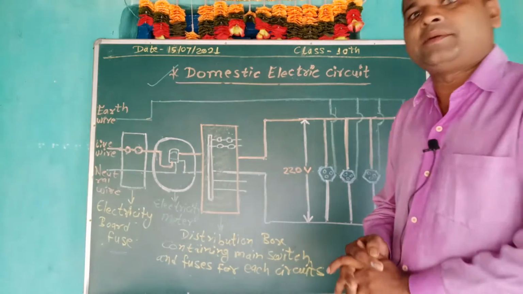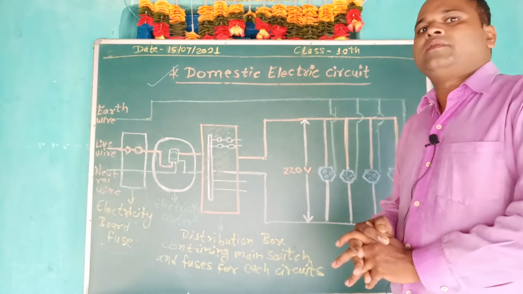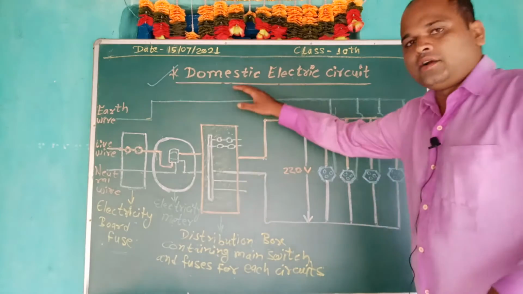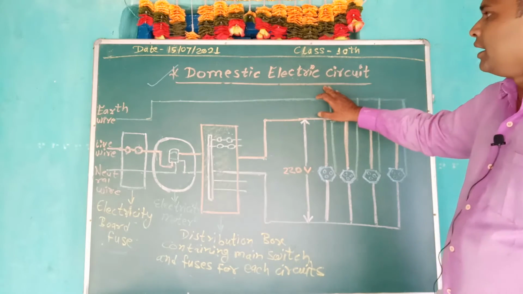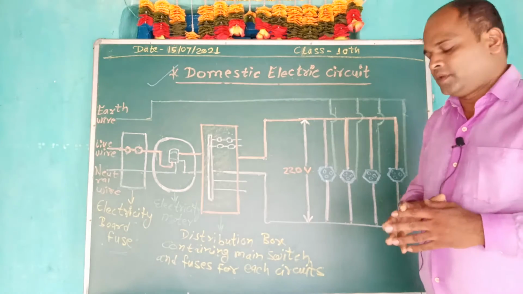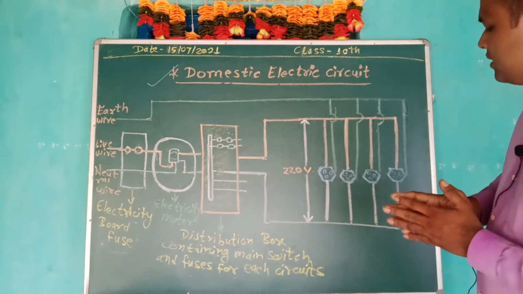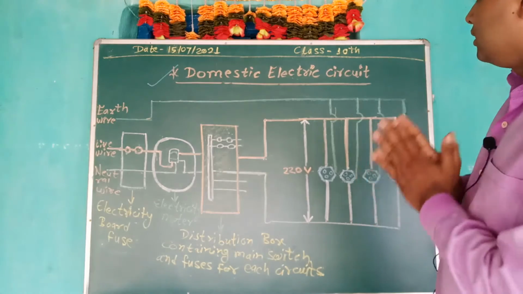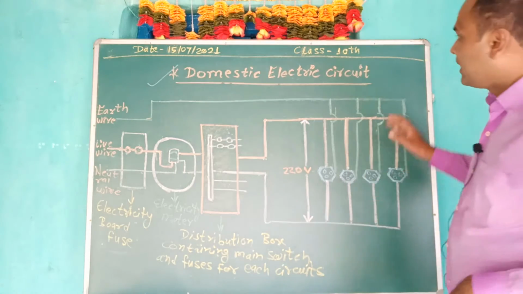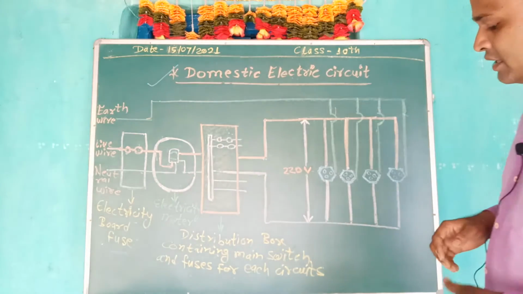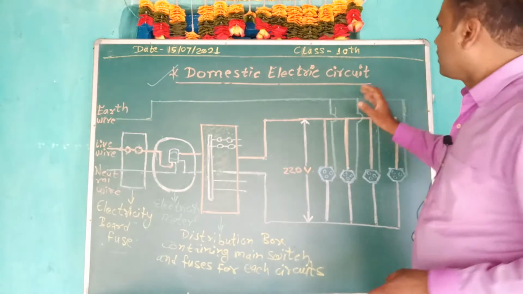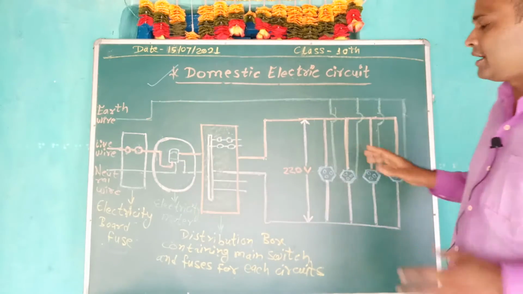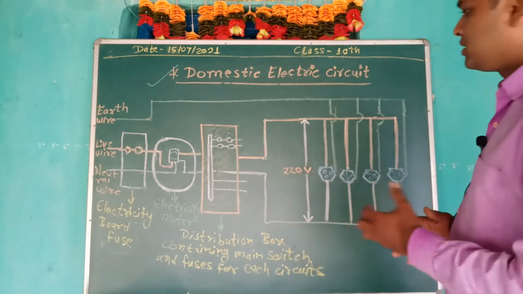Today I will teach chapter number 13, magnetic effect of electric current. Today's topic in this chapter is the domestic electric circuit. Students, you can see a picture on this green board. This picture is a schematic diagram of one of the common domestic circuits.